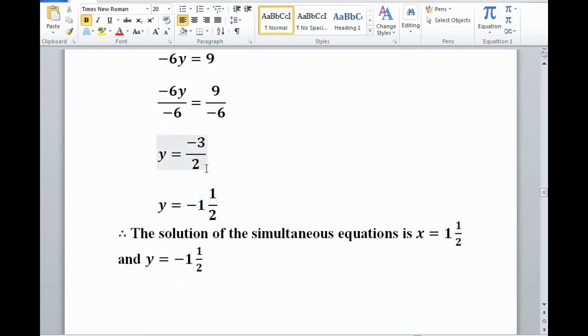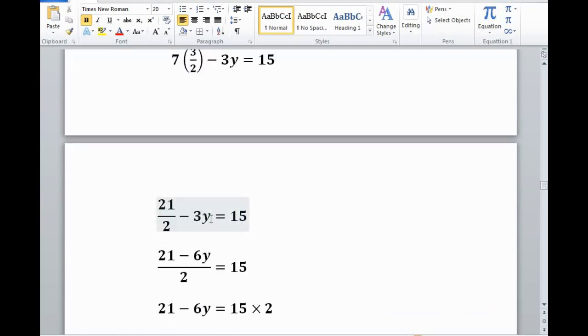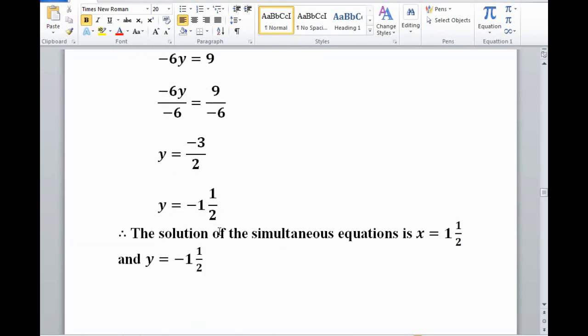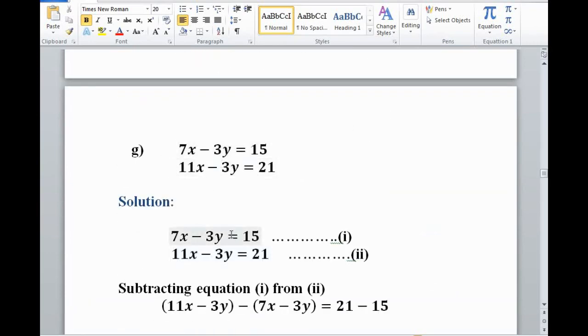Since we have an improper fraction, 3 upon 2 or negative 3 upon 2 can also be written as negative 1 whole and 1 upon 2, because if you simplify this improper fraction into a mixed number, then you will get 2 times 1 is 2, plus 1 is 3 upon 2. So now we have two solutions for x and y. The solution of the simultaneous equations is x equals 1 whole 1 upon 2 and y equals negative 1 whole 1 upon 2, which are the true values of x and y for these two linear equations.